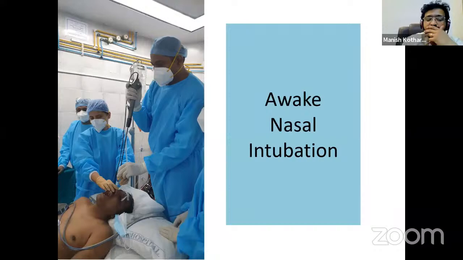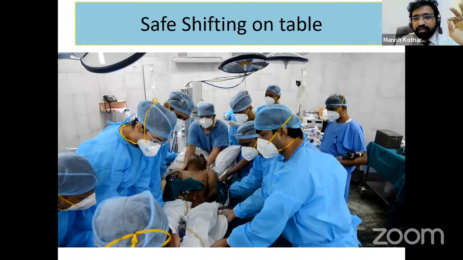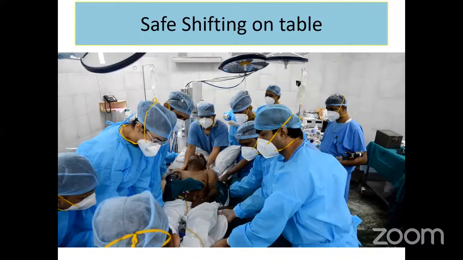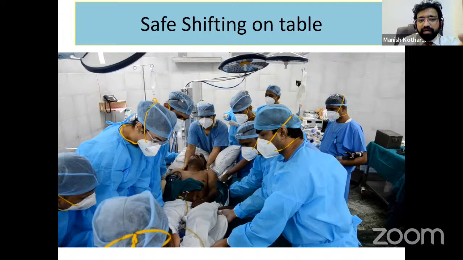This is the shifting on the table. In these patients, shifting is one of the most important steps. You can see the number of people involved in shifting. There are three on one side, four on the other side, and I have taken the head. My hands are on the trapezius, the shoulder and the clavicle, and my forearm is gripping the head. So this is an absolutely necessary step.